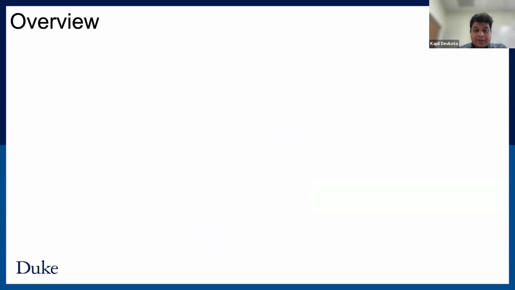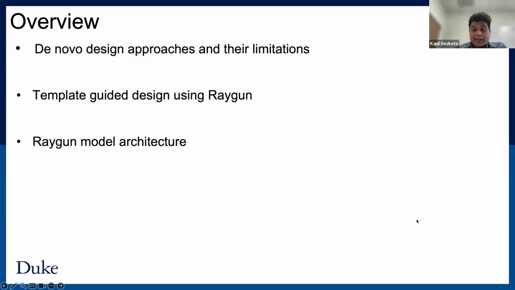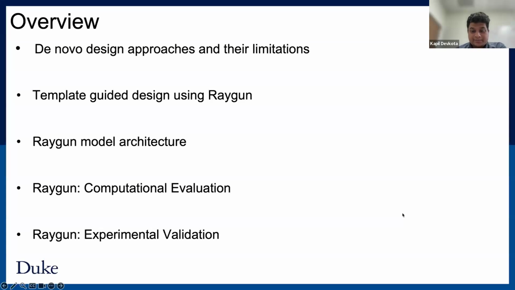So, this talk is going to span a lot of things. First, we are going to talk briefly about the existing de novo approaches and the challenges they face in their usage in basic science and translational research. Then we are going to talk about what template-based design is, how Raygun incorporates it, and the applications that are now possible. Then we are going to talk about the Raygun model architecture. And finally, I'm going to talk about some results obtained from computational and experimental evaluations.